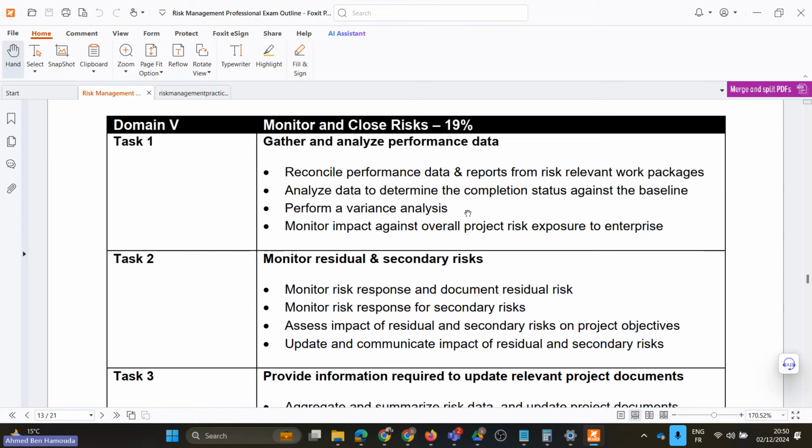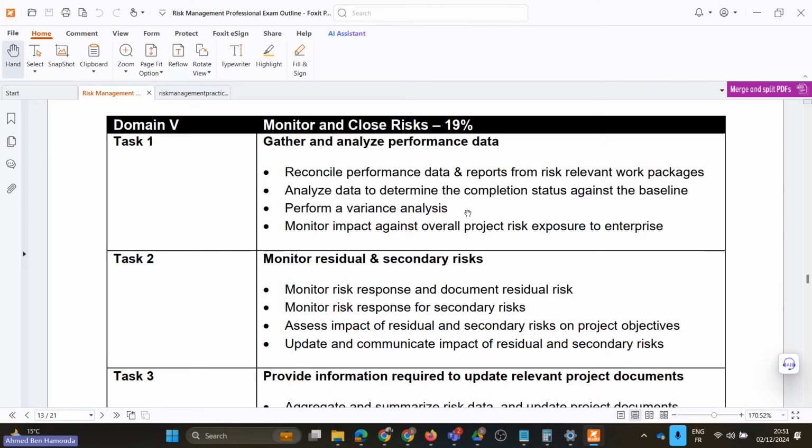And if there will be any unclosed risks, whether they are residual or not, how to handle that, what to do about them, how to report on them. So this is domain 5, about monitoring and closing risks. If it were up to me, I would put monitoring risks in a separate domain and closing risks in another separate domain. But PMI didn't want to do that because it would be too many domains actually.